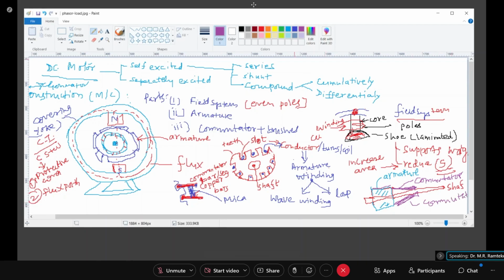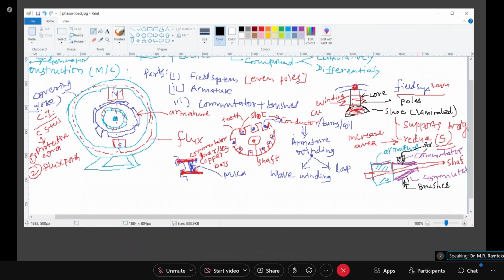And you need a brush. So brush will rest on this. These are the brushes. Positive brush or negative brush. So on this side also there will be one brush. This is a brush, this is also a brush. Normally carbon brush will be used. There is a reason for that, but we will not enter into those details.